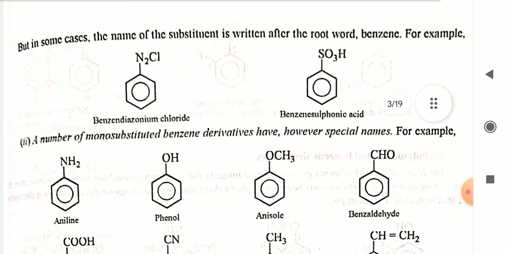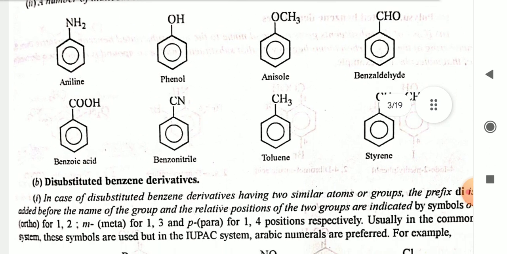For example, benzene with NH2 is named aniline, benzene with OH is named phenol, benzene with OCH3 is named anisole, benzene with CHO is called benzaldehyde, benzene with COOH is called benzoic acid, benzene with CN is called benzonitrile, benzene with CH3 is named toluene, and benzene with CH double bond CH2 gives styrene.